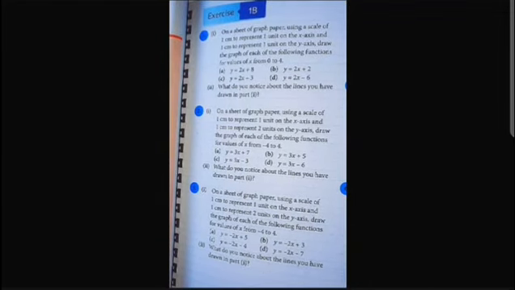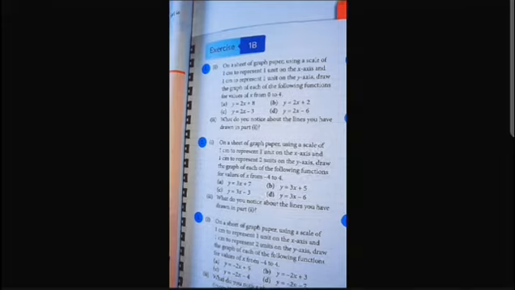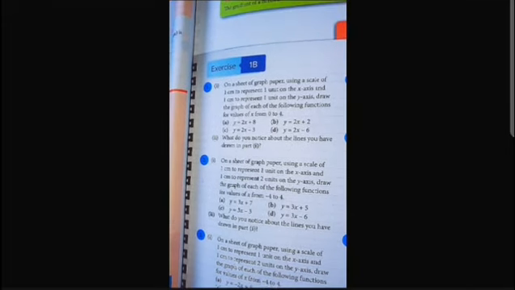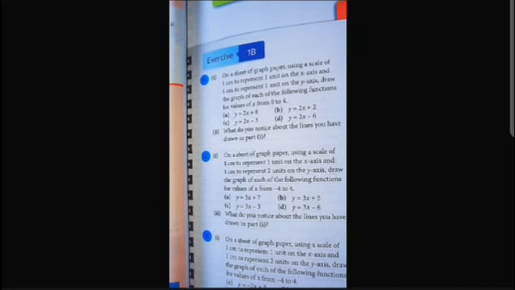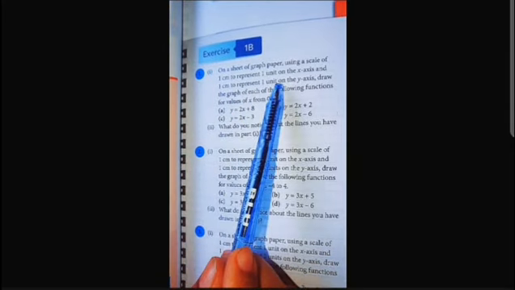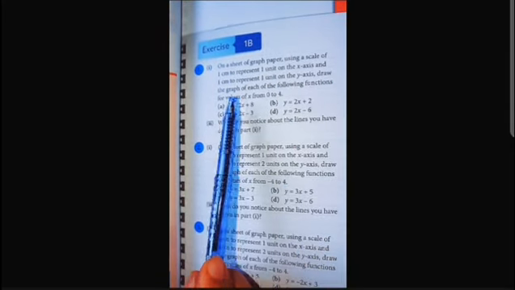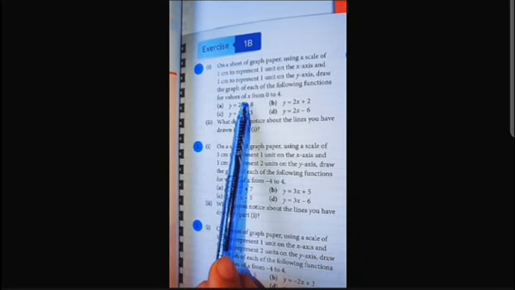Dear students, this is exercise 1B, question number 1. It's book 2, 8th edition. Part 1 is on a sheet of graph paper, using a scale of 1 centimeter to represent 1 unit on the x-axis and 1 centimeter to represent 1 unit on the y-axis. Draw the graph of each of the following functions for the values of x from 0 till 4.